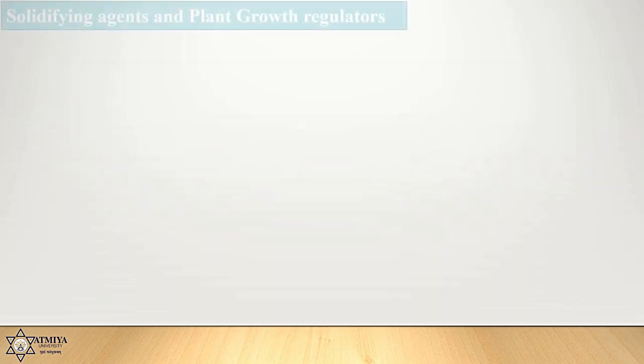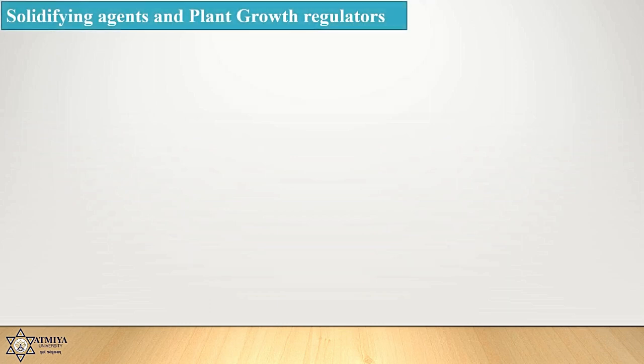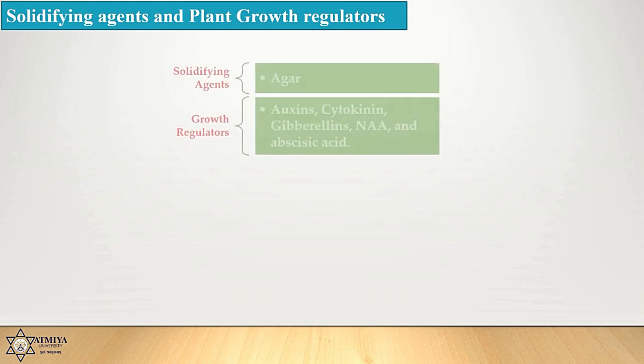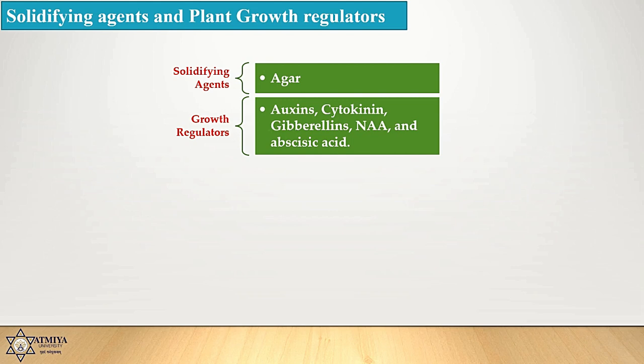Solidifying agents and plant growth regulators. Agar is the most commonly used gelling agent for preparing semi-solid and solid plant tissue culture media. Agar has several advantages over other gelling agents.